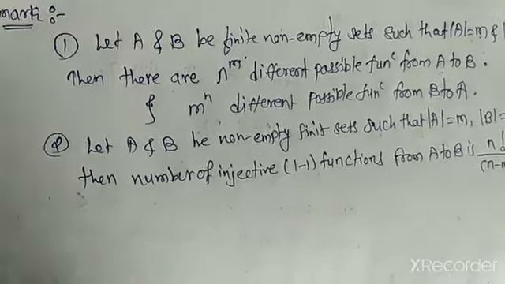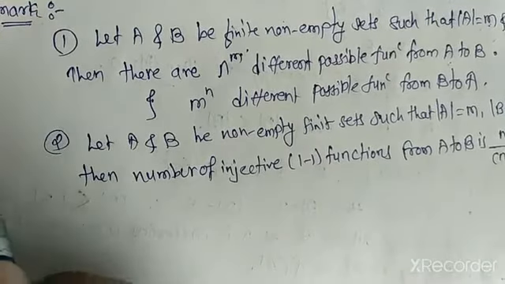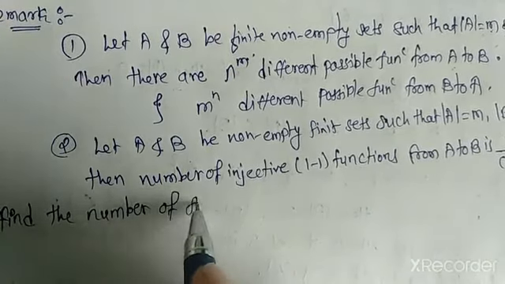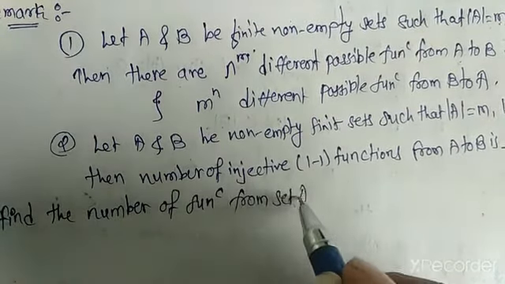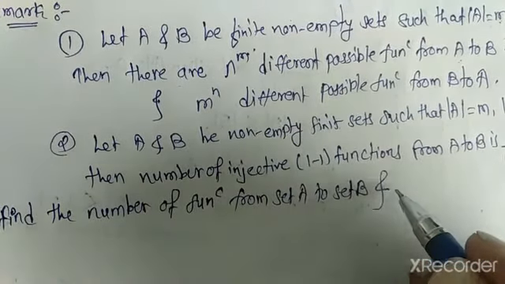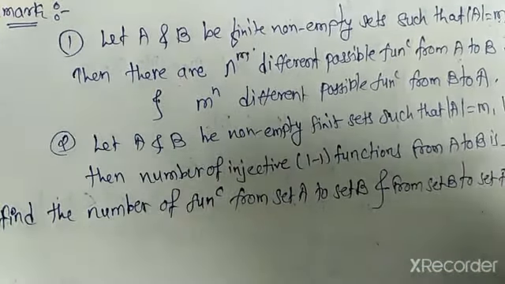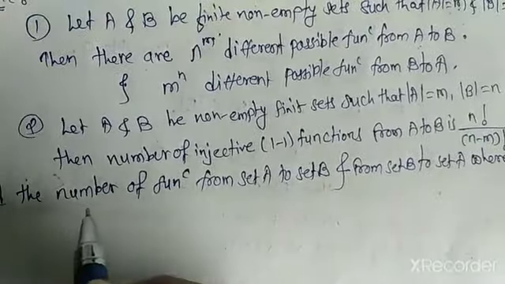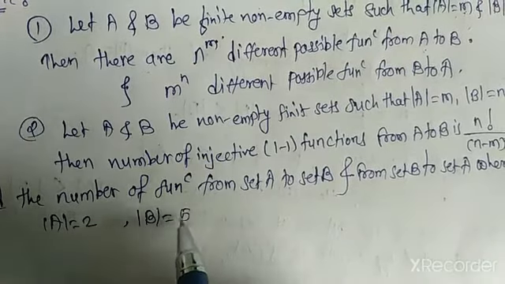For example, here is a question: find the number of functions from set A to set B and from set B to set A, where the cardinality of A, or mod of A, is equal to 2 and mod of B is equal to 5.